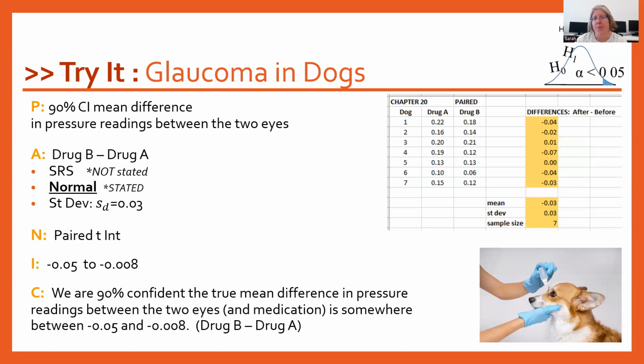So in order for that to be true, we would need to have the number 0 in the interval, meaning that there's no difference in the eye pressure between drug A and drug B. 0 is not in our interval, and so that means we can exclude that as a likely possibility. And in fact, with that negative interval, what we're really seeing is that drug B dropped the eye pressure more than drug A. So drug B would probably be the one you would want to use if you were a veterinarian. All right, so that is our paired T interval.